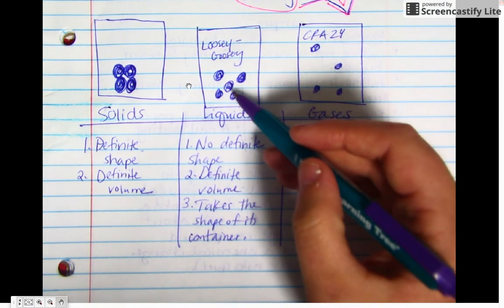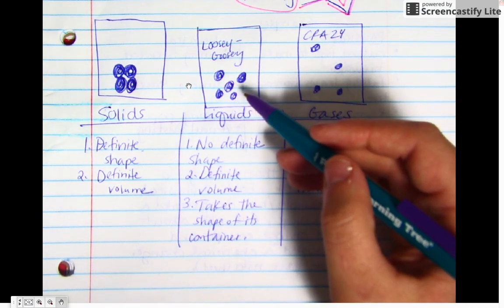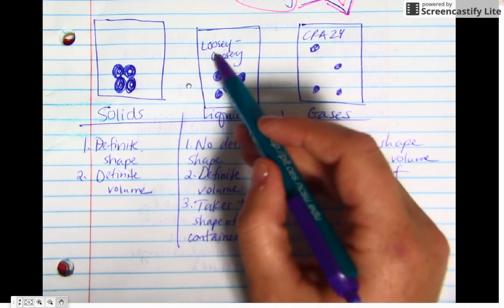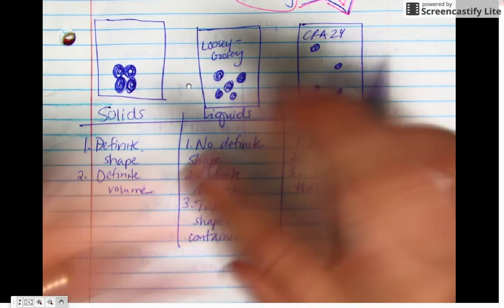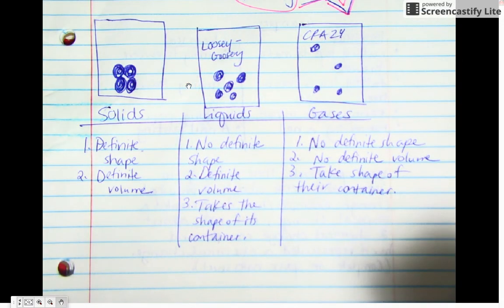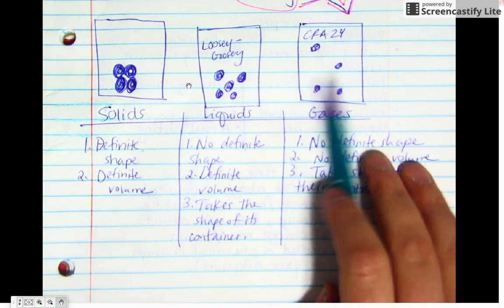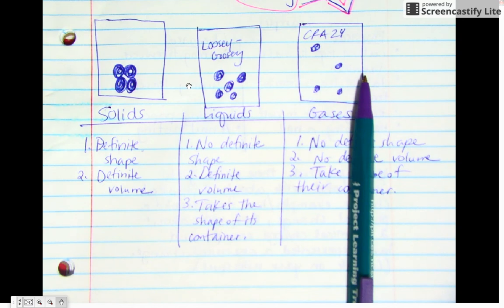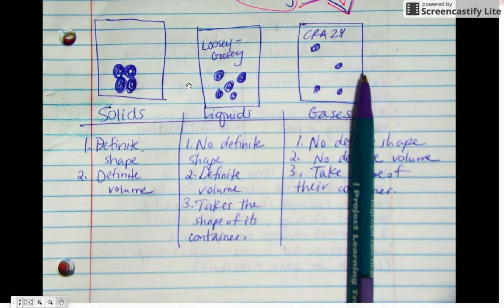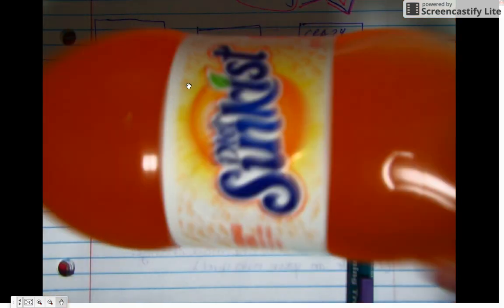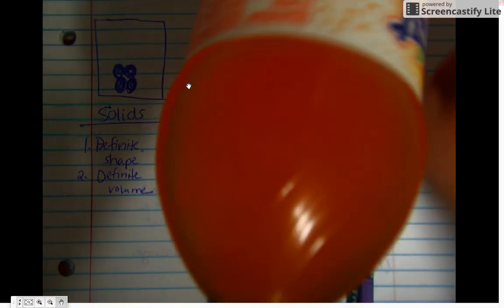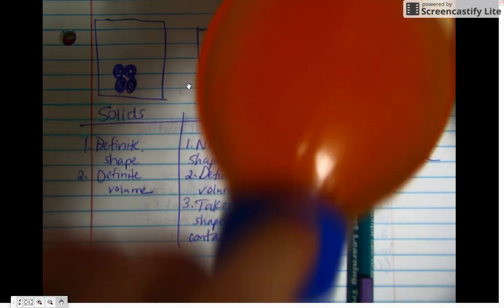Liquids. Remember, liquids are still kind of close together, but they're a little bit more loose. So we call it loosey-goosey, right? They're just a little bit further apart. So I go from solid to liquid to crazy gas, okay? And liquids, remember, have no definite shape, because if I've got this bottle of Sunkist right here and I turn it over, does this Sunkist have a definite shape anymore? No, it's taking the shape of however I turn the bottle, right?